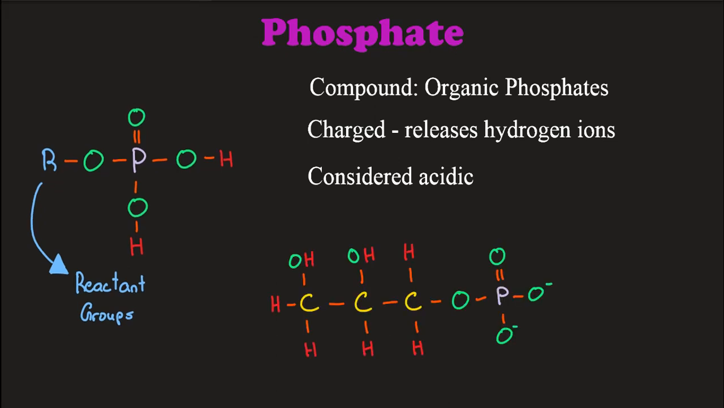Try locating phosphate in this organic molecule. Here is phosphate, and as you can see, rather than being bonded to two hydroxide molecules, the phosphorus atom is bonded to two negatively charged oxygen ions.